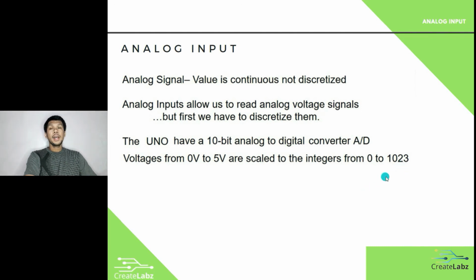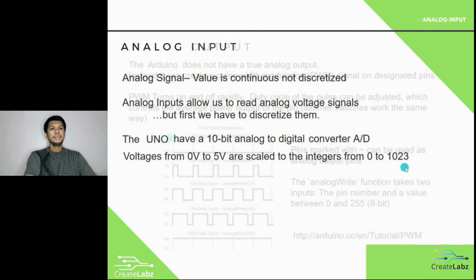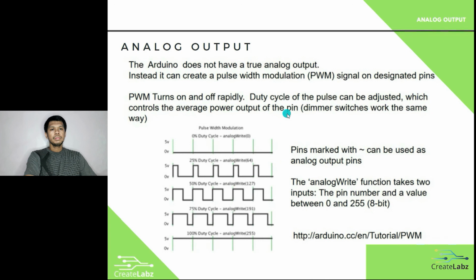Now the function we use for analog input is analogRead with one parameter which is the pin. Note that the pin should be an analog pin. Analog output. The Arduino has no true analog output, but we can simulate an analog output using what we call pulse width modulation or PWM. There are only specific pins in the Arduino that can do pulse width modulation. The concept of pulse width modulation is that we introduce a train of pulses that rapidly turns on and off. A duty cycle of the pulse can be adjusted, which controls the average power output of the pin.